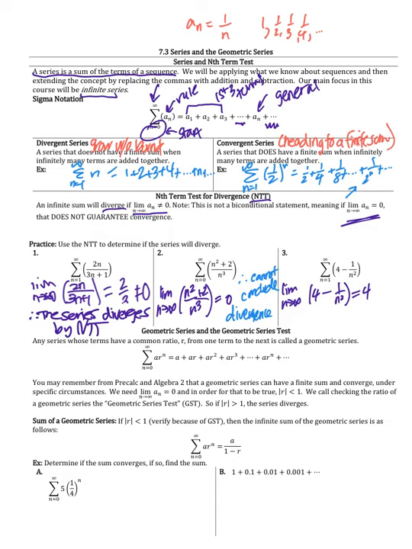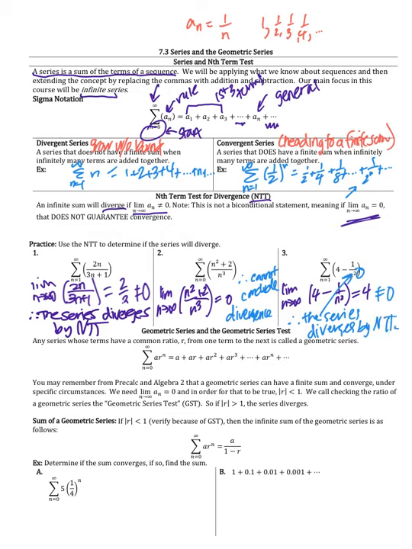Number 3, the limit as n approaches infinity of 4 minus 1 over n squared. Well, 1 over n squared is going to 0, so this limit is going to be 4, which is not equal to 0. Therefore, the series diverges by NTT.